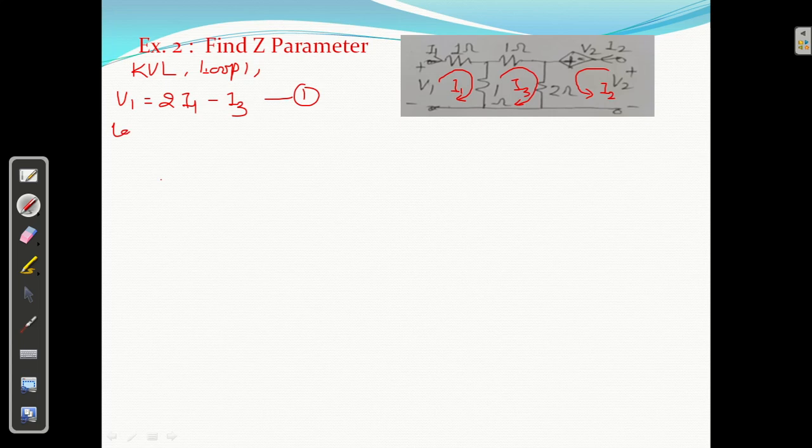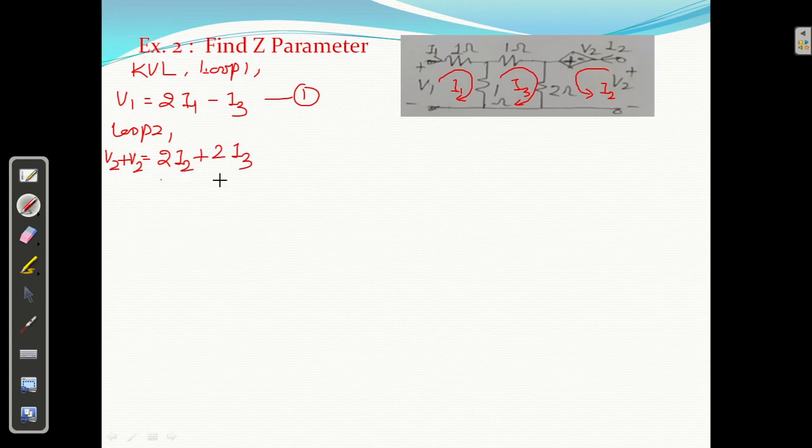Loop 2. Where is I2 flowing? 2 I2. At the same time, this 2 ohm has I3 also, because in this loop, in 2 ohm I2 is flowing and I3 is flowing in the same direction. This is downward, this is downward. So plus 3 plus 2 I3, equal to what? Minus to plus V2, and this is also minus to plus V2. So V2 plus V2, so 2V2. Right? V2 plus V2.